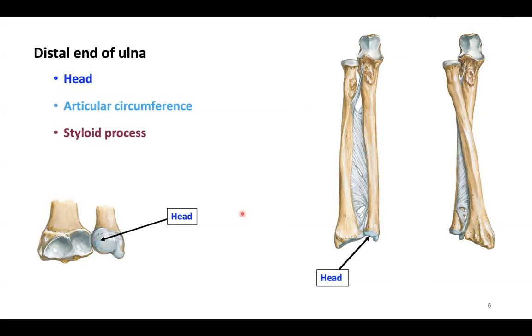In addition, the distal end contains the styloid process. It is a small projection, and this styloid process is the attachment site for the medial collateral ligament of the wrist joint.